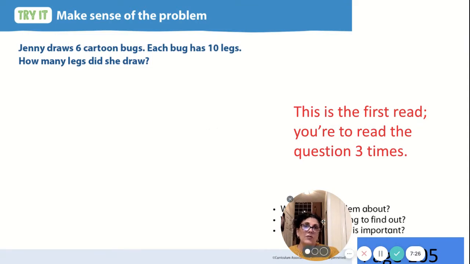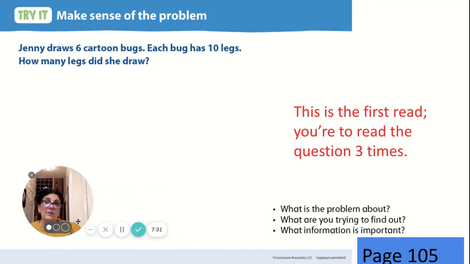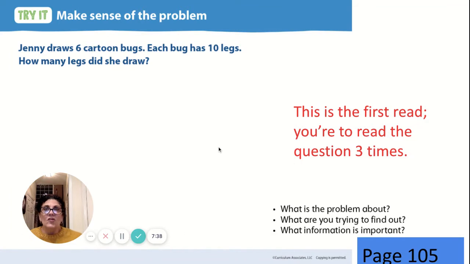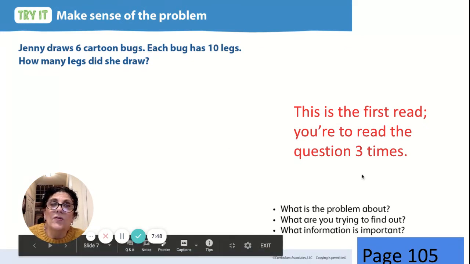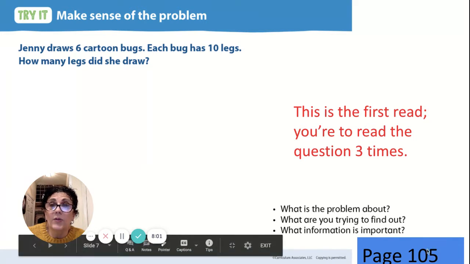As always, when you're doing one of these problems, Mr. Reddy wants you to read the problem always 3 times, like it's a magic number. Okay, so Jenny draws 6 cartoon bugs. Each bug has 10 legs. How many legs did she draw? So as always, these are the things that you focus on. You read it 3 times and think about it. What is the problem about? What are you trying to find out? What information is important? And we're on page 105.